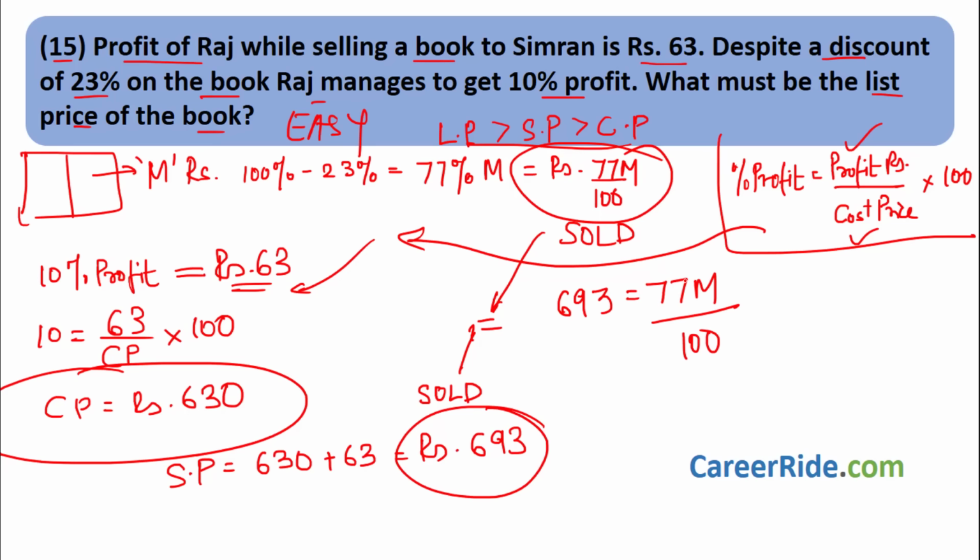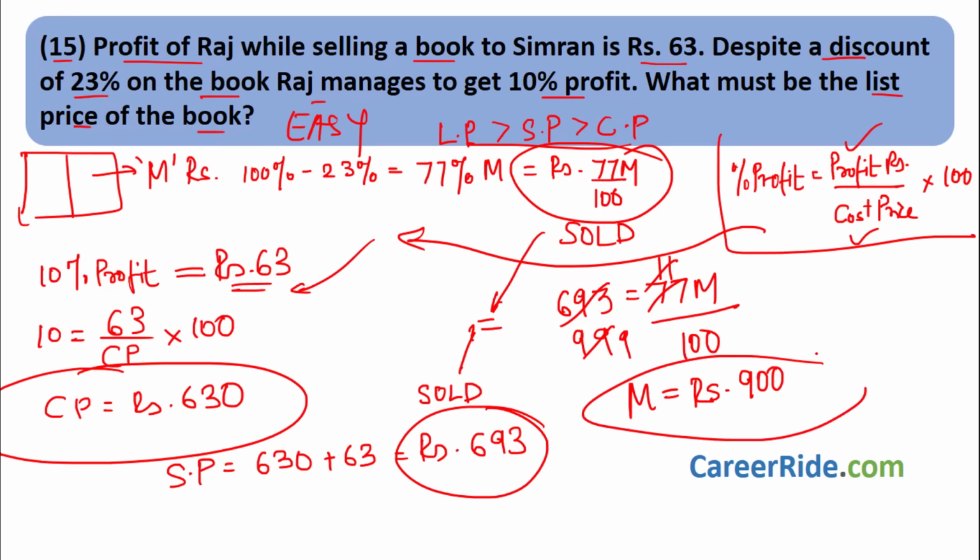693 equal to 77 M upon 100. Let us see, this is divisible by 7, 7 9s are 63. So 9 comes over here, again 63, 99, 11 into 9. So marked price becomes rupees 900. So this is the marked price of the book which Raj sold to Simran. See how easy discounts was. If you know percentage, you would very easily solve all the sums related to discount.